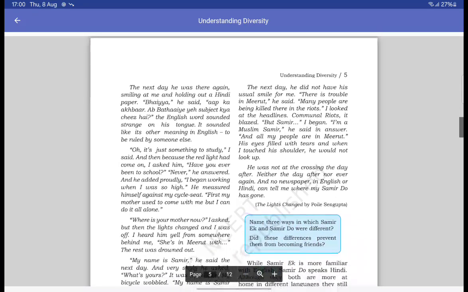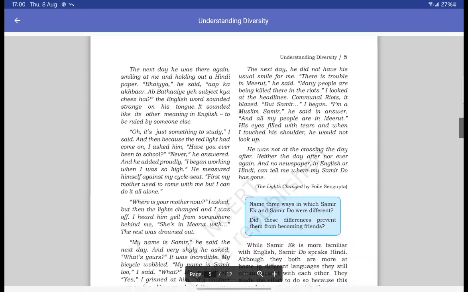The next day he was there again, smiling at me and holding out a Hindi paper. Bhaiya, he said, aapka akhbaar. Ab bataiye ye subject kya cheez hai? The English word sounded strange on his tongue. It sounded like its other meaning in English, to be ruled by someone else.